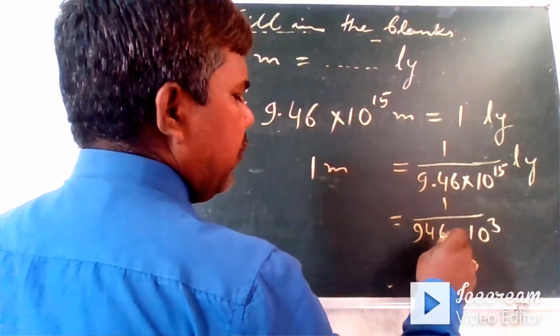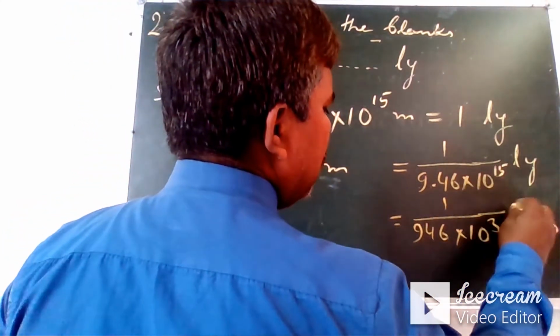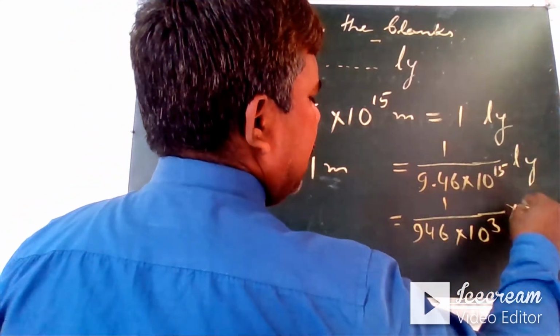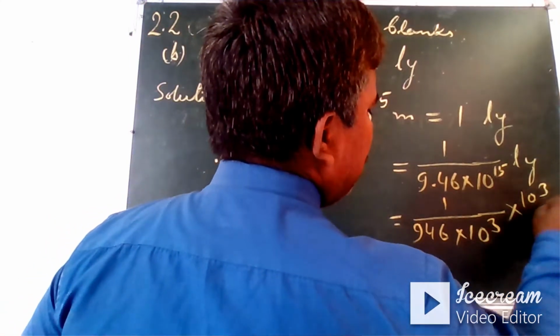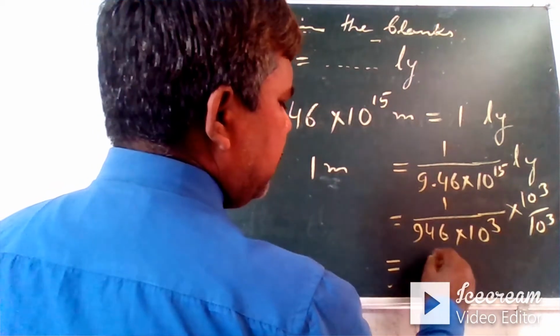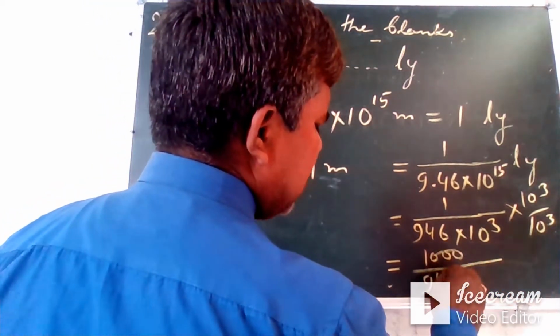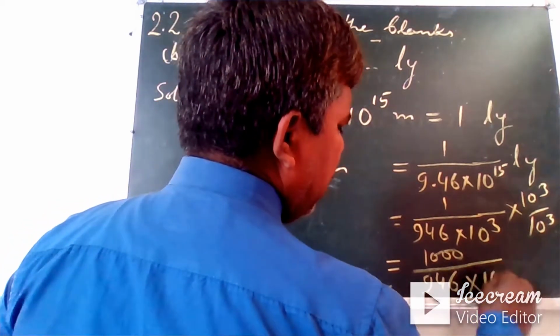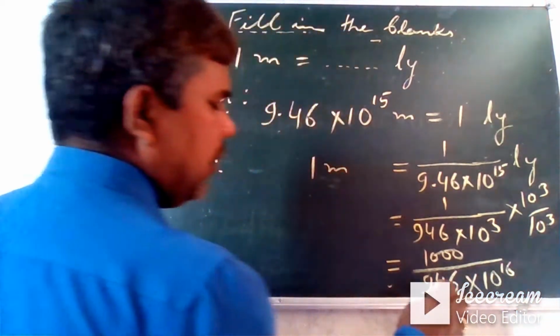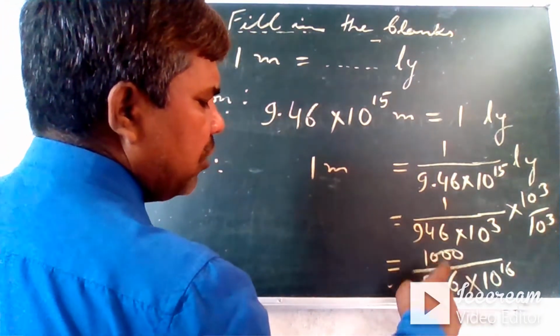And one more thing: this 1 is smaller than this one, so we can multiply it also by 1000, 10 to the power 3 by 10 to the power 3. Then here it will come 1000, and here it has come 946 into 10 to the power 16. Okay. Now what are we going to do? We are going to divide 1000 by 946.